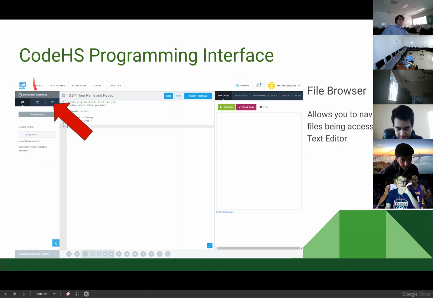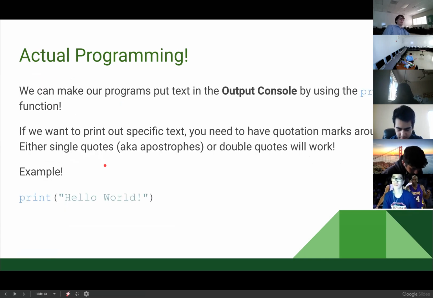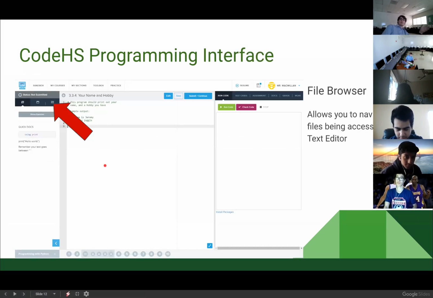All right, our next piece is the file browser. That allows you to navigate the files currently being accessed in the text editor. For most of what we're going to be working with, we're only going to have one file, but you can see what the file is named if you want. And there we go. There's our very brief intro to our coding interface. Feel free to explore while you are working on programming assignments.